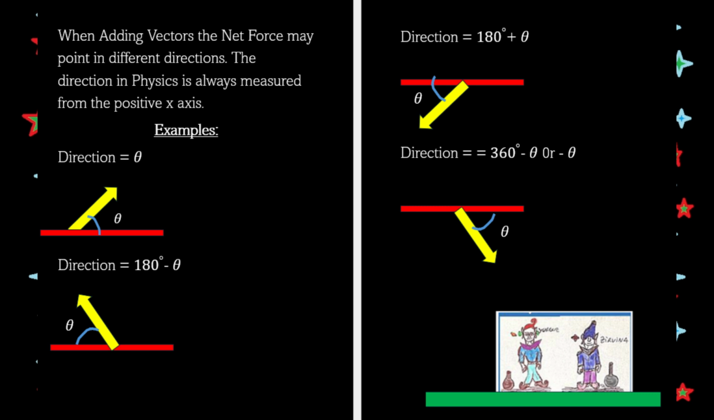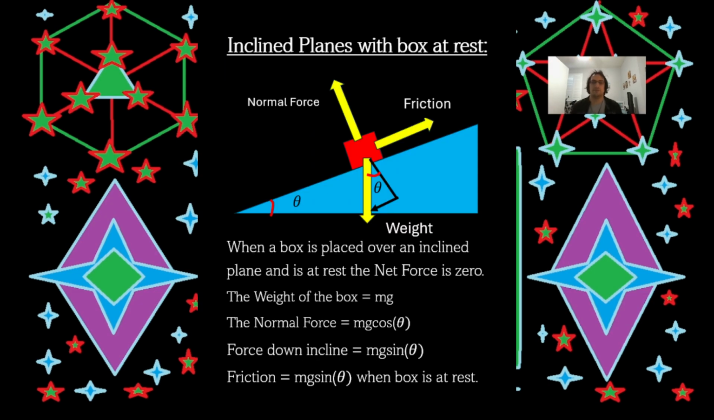Inclined planes with a box at rest. So if we have a box on a flat surface, we get the normal force and the weight and the friction the way we found in the early videos. But when the box is placed on an incline, things are slightly different. Let's suppose that the box is at rest. If the box is at rest, it means friction is up the incline. The weight of the box is just mg. The normal force is mg cosine theta. Why is that? Because the weight is the hypotenuse of that triangle inside the incline, and that angle is equal to the angle of the incline.